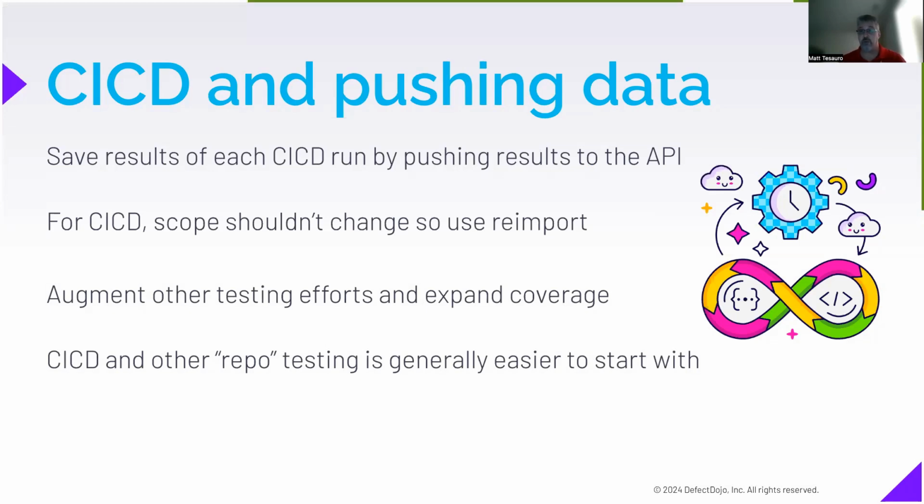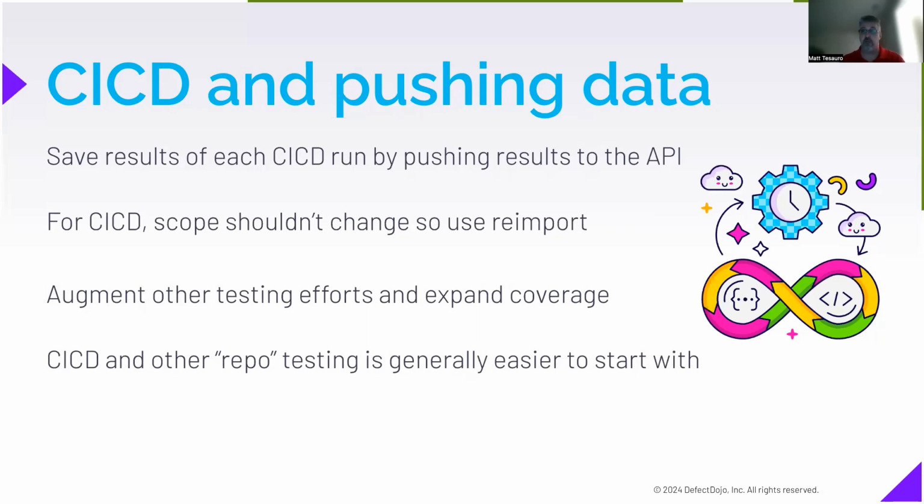CI/CD, generally when people are doing CI/CD, they're pushing data to DefectDojo, and this is again through the API, right? You have a job that runs in CI/CD, it produces results. Those results are then gathered up and shipped to DefectDojo via the API. Mostly in CI/CD, you're scanning the same body of code because it is continuous integration, continuous deployment, right? And therefore, we're usually scoped to just a single repo. So these really should use re-import because they're recurring, they're going to happen repeatedly, and the scope won't change. That is the definition of a re-import.